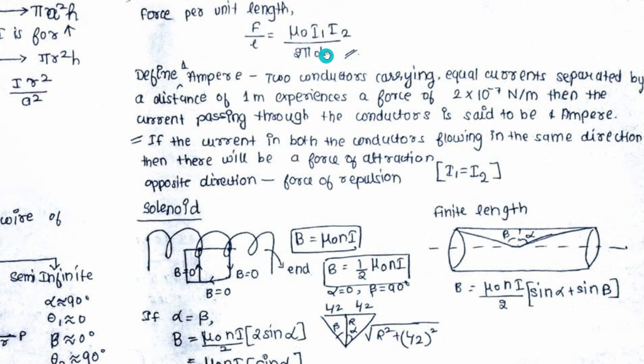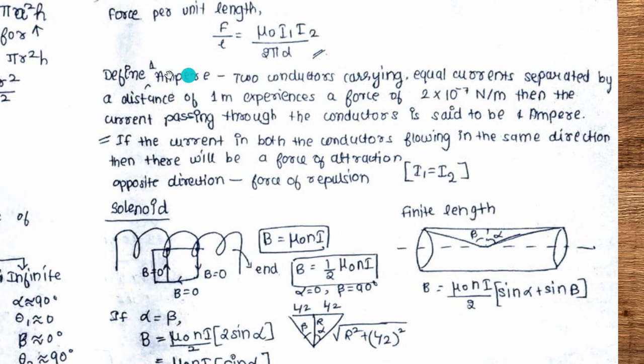Now according to this equation, they may ask us a question: define 1 ampere. How can we define 1 ampere with this formula? The two conductors are carrying equal currents, so it would become I square. Two conductors carrying equal currents, separated by a distance of 1 meter, d is 1 meter, experience a force of 2 into 10 to the power minus 7 Newton per meter.